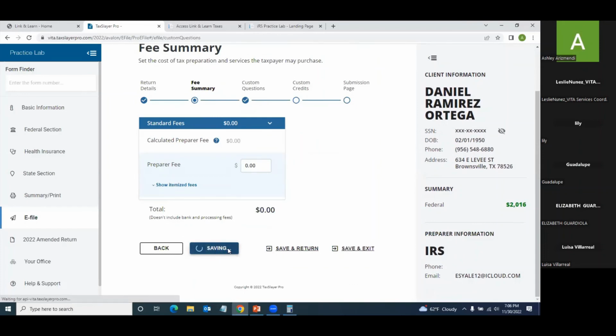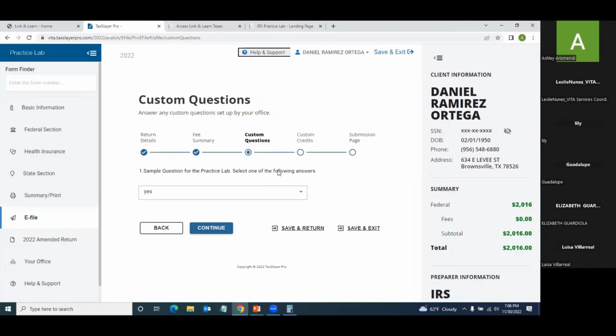Correct. And then usually we'll have questions here on our return. Since it's a practice lab, it's not going to show us the questions, but we will have questions. And they're usually yes, yes, no, no, yes, no, yes, yes, because it's for quality and accurate information. Okay. And then the submission page.